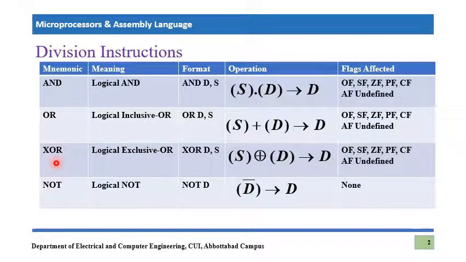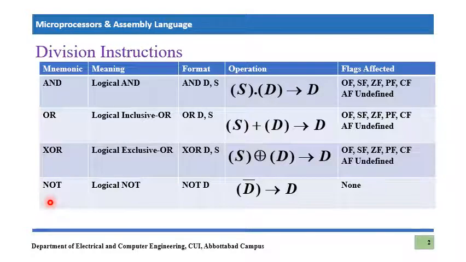The third instruction is exclusive OR, XOR. Its format is XOR D, S, and like I explained for the last two instructions, this is very simple, and it works at the bit level. We will be exploring them using emulator examples. So source exclusive OR destination, and the result will be stored in the destination. Again, the affected and non-affected flags are mentioned here in the last column.